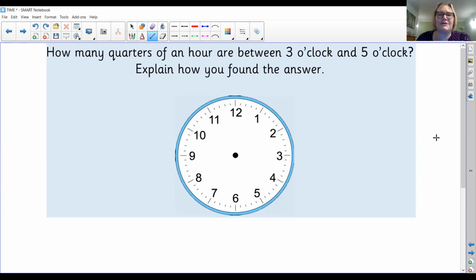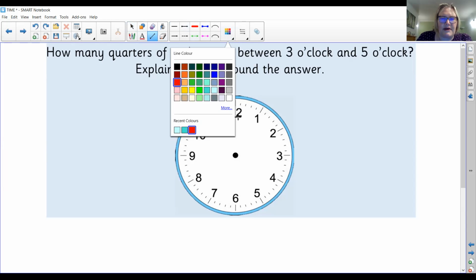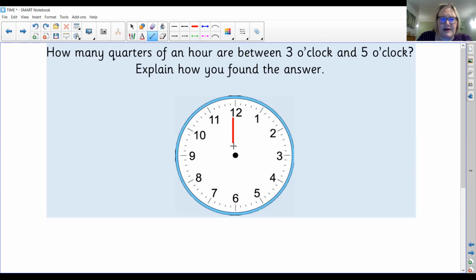So let's look at this challenge. How many quarters of an hour are between 3 o'clock and 5 o'clock? Explain how you found the answer. Okay. Well, if I draw on 3 o'clock, so I know that that's 3 o'clock and 5 o'clock. So how many quarters of an hour are there in an hour? Have a think. Yeah, there are 4, aren't there? And how many hours are there between 3 o'clock and 5 o'clock? So 3 o'clock to 4 o'clock to 5 o'clock. So it's 2 hours, isn't it?